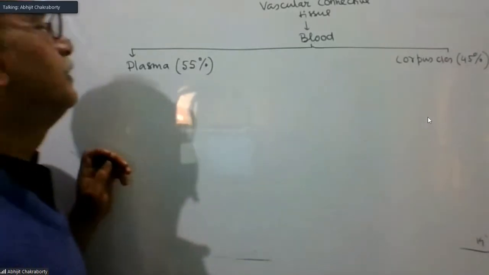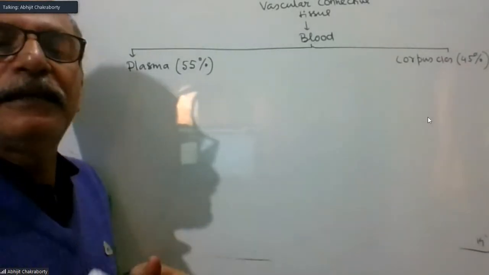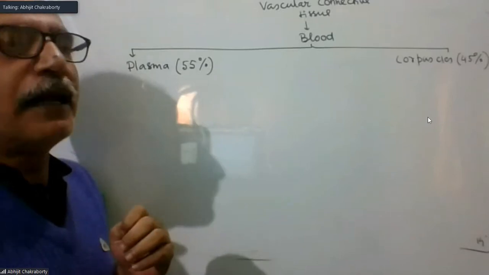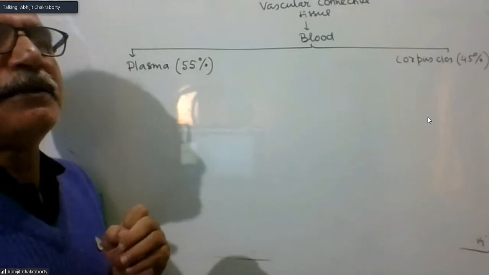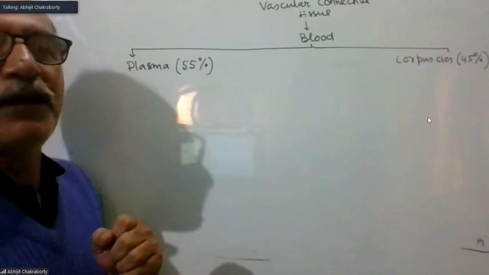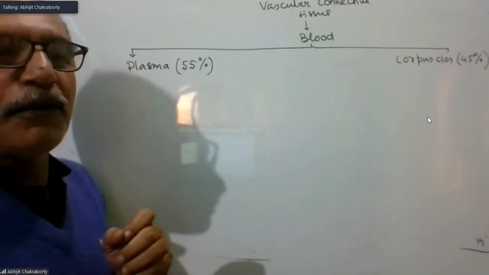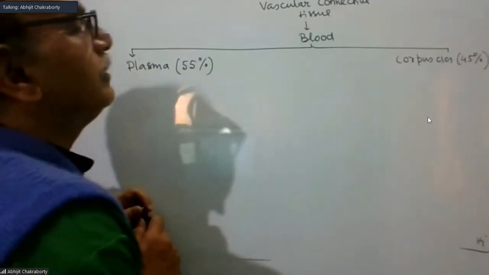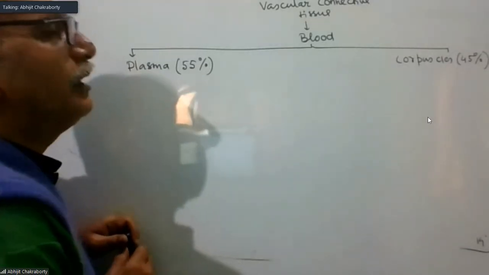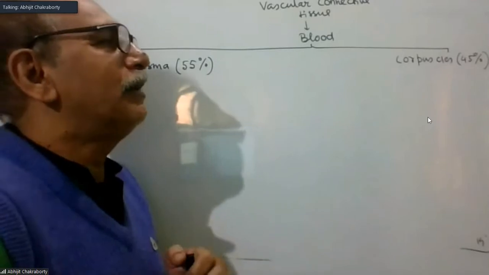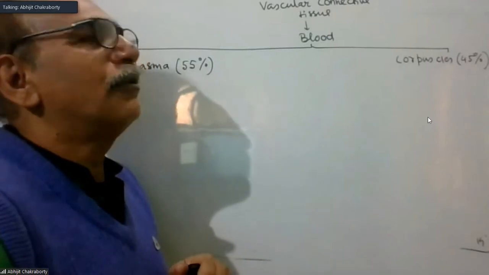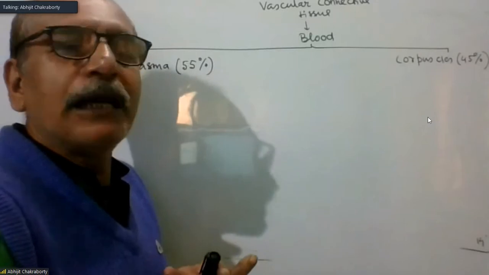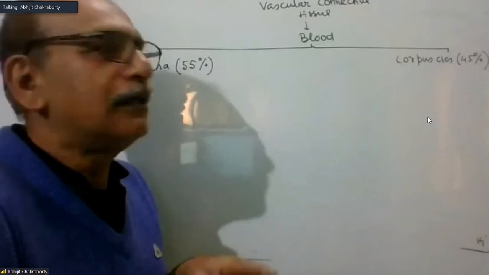So here the plasma is 58% and corpuscles 45%. That means in blood, actually, in any connective tissue, the amount of plasma, the amount of matrix, is more than the cellular part. In order to become blood, as you know, blood also originates from embryonic mesoderm. Here also the amount of plasma is more than the cellular parts, and it is found to connect different parts of the body through circulation.